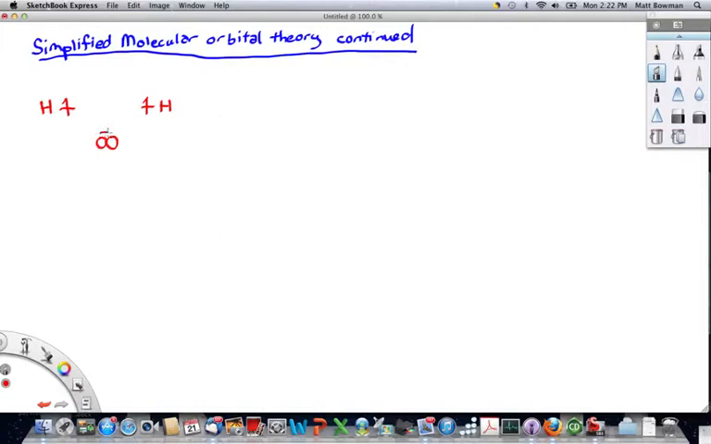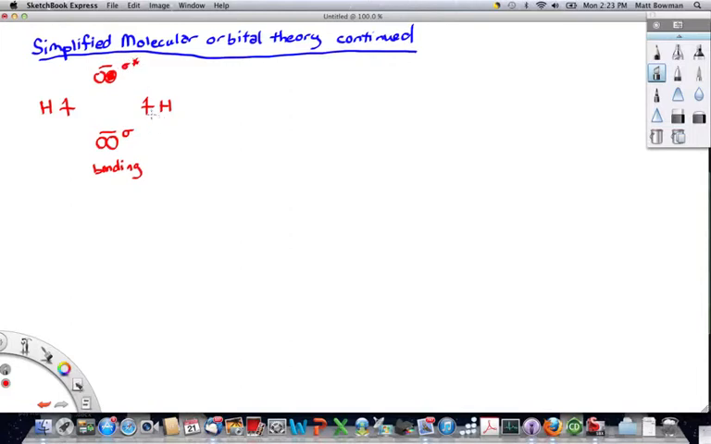This is what is called a bonding interaction, sometimes called a sigma bonding interaction. Or they can come together in a destructive fashion, which is higher in energy. This is an anti-bonding interaction.